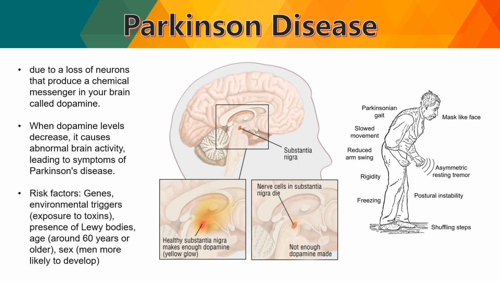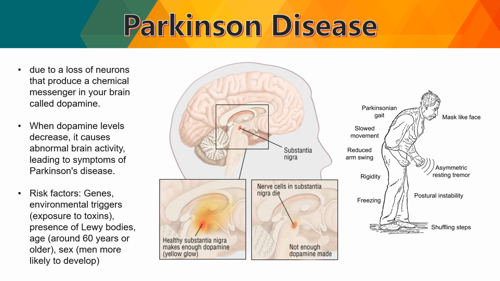So healthy substantia nigra makes enough dopamine. So remember that dopamine is made by the substantia nigra, and when this substantia nigra doesn't have enough dopamine, of course the cell nerve dies in the substantia nigra, and so not enough dopamine has been made, so you develop Parkinson's disease. So with a person that has Parkinson's disease, you will see the mask-like face.